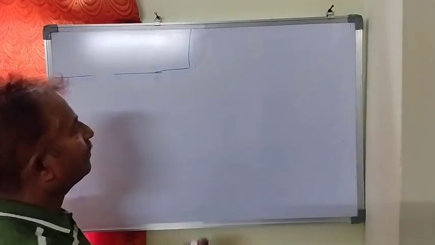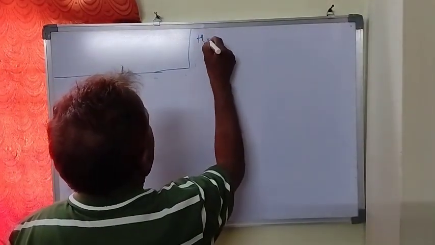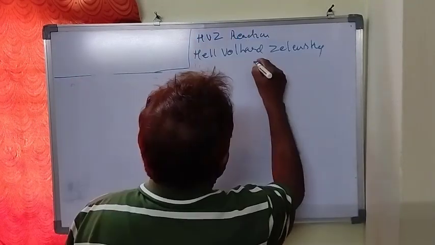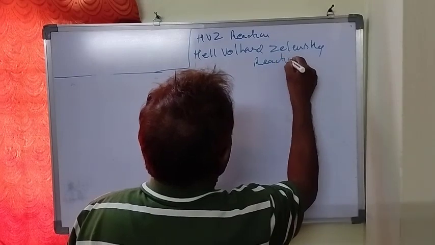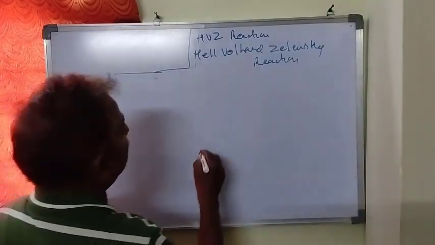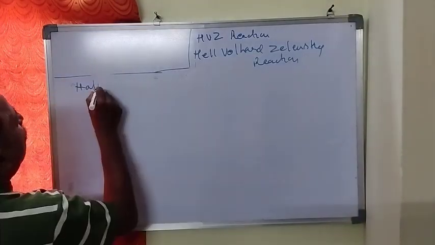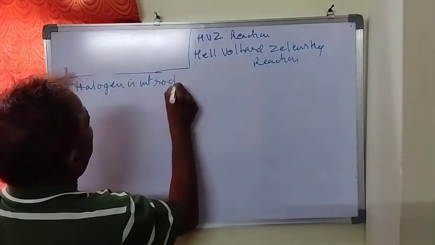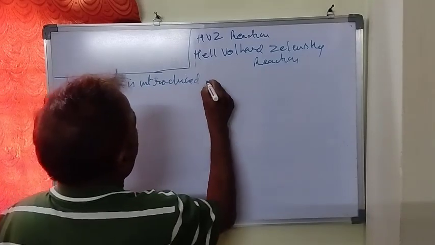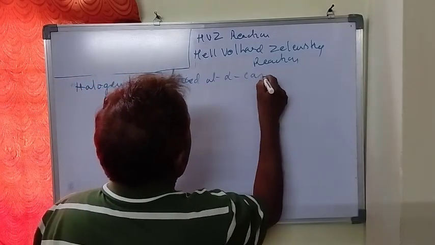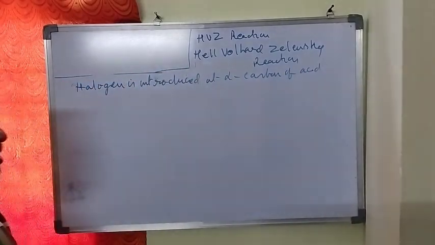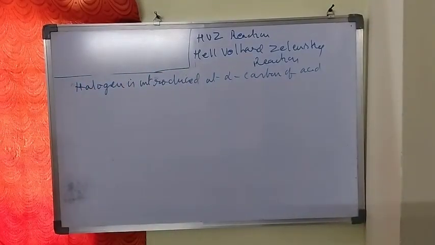Now let us see the HVZ reaction. HVZ means Hell-Volhard-Zelinsky reaction. In this reaction, halogen is introduced at the alpha carbon of a carboxylic acid. Halogen is introduced at the alpha carbon of the acid.